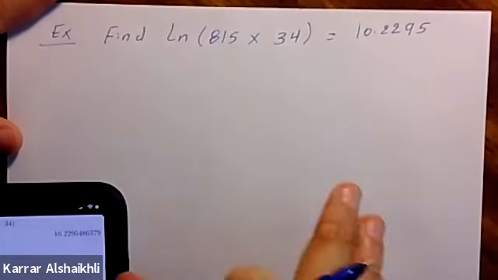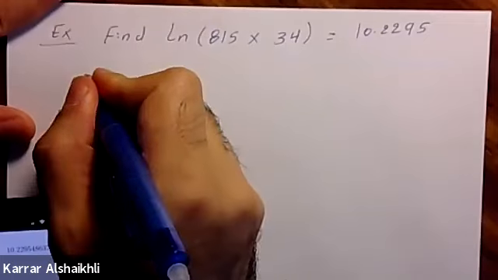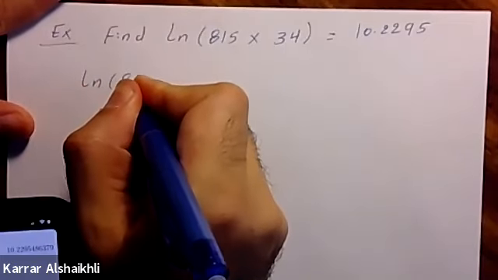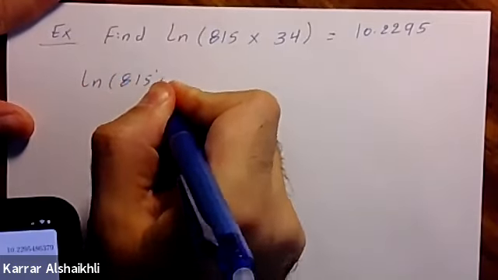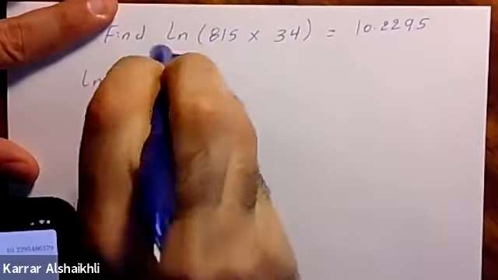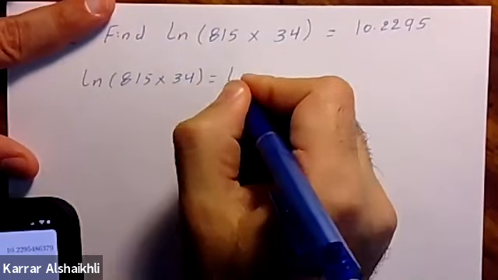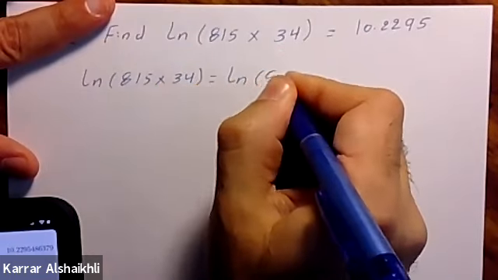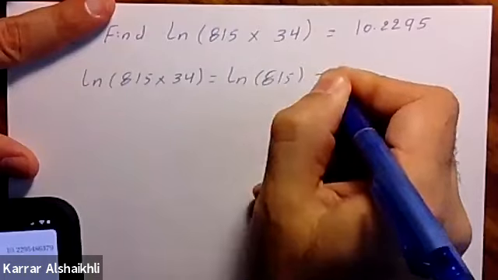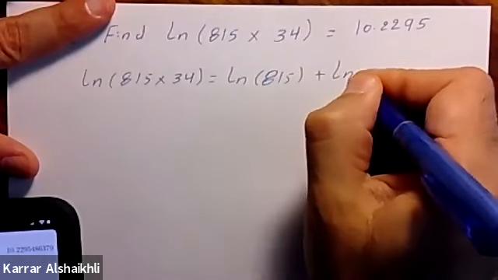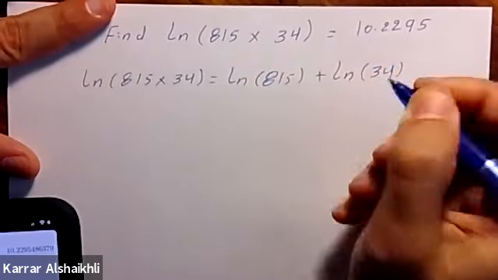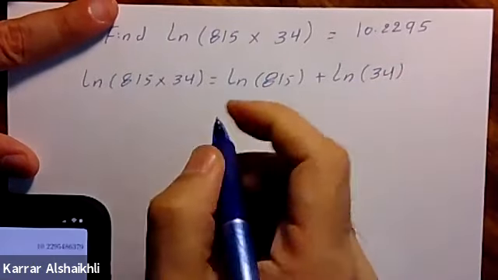Or you're going to use one of these rules. You're going to say ln of 815 times 34 is going to be ln of the first number, which is 815, plus ln of the second number, 34, and it's going to be exactly the same result.